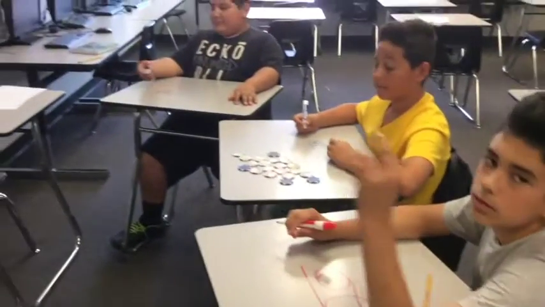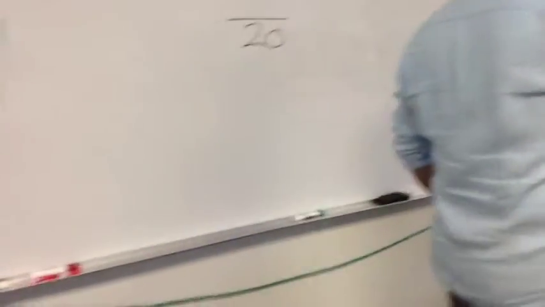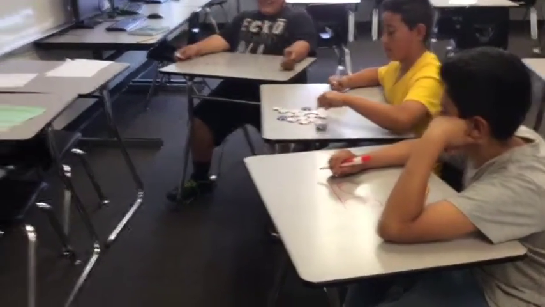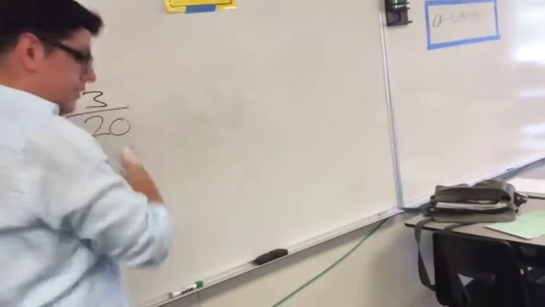All right, good. Now, I'm going to show you something, all right? How many of those are red? 1, 2, 3. 3, okay. So 3 out of 20 are red.